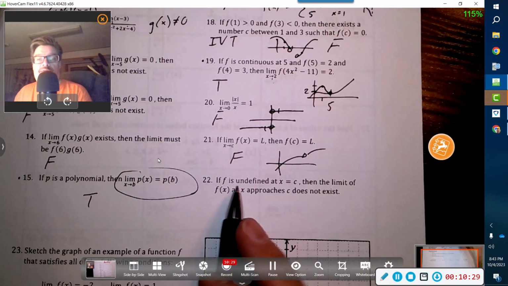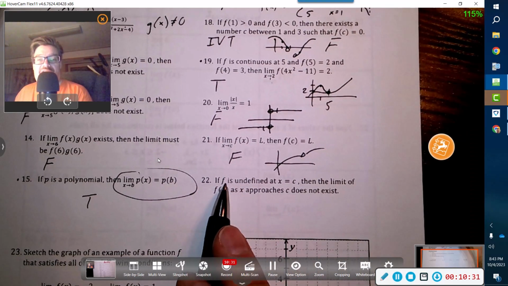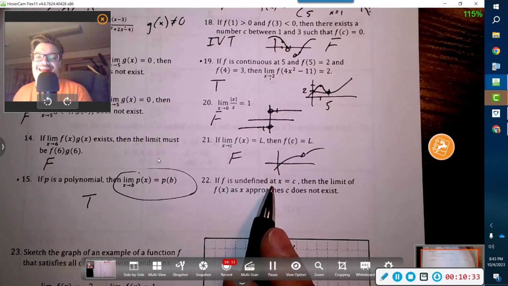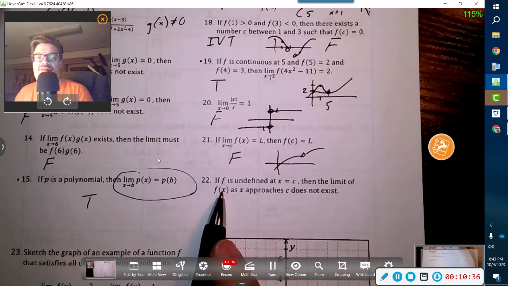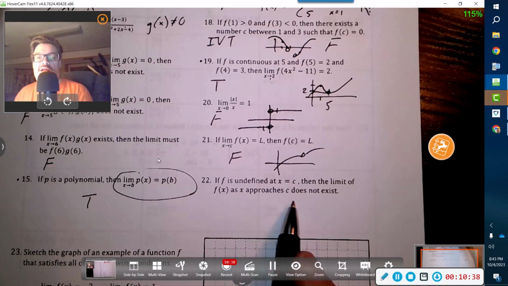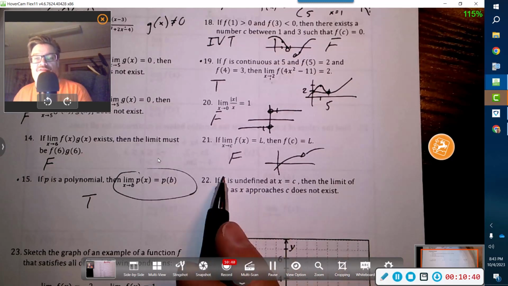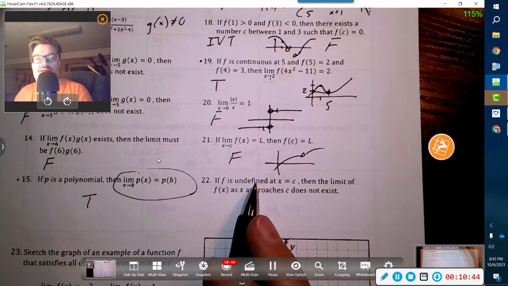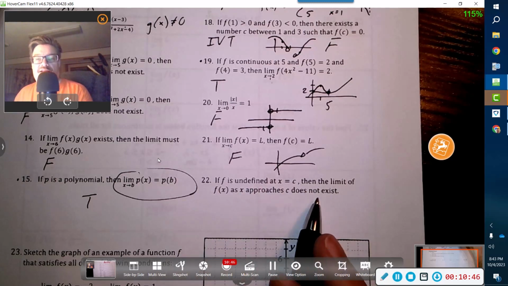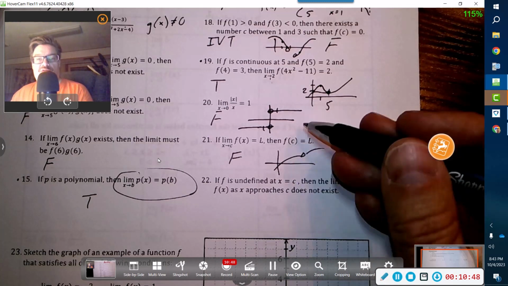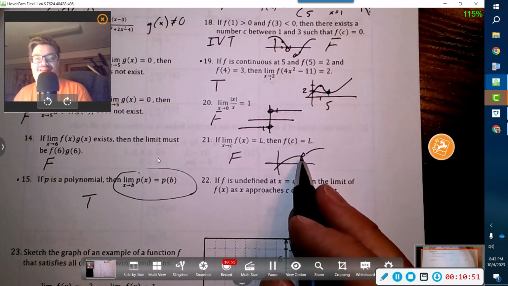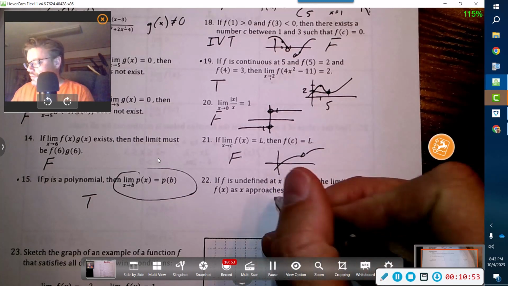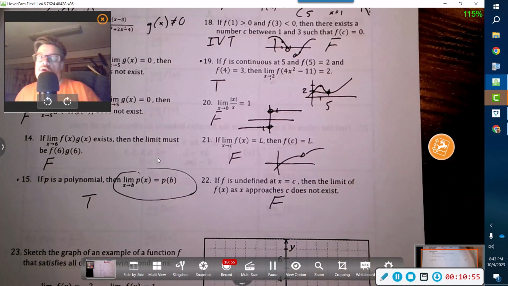And kind of along the same lines, if f is undefined at x equals c, then the limit of f of x as x approaches c does not exist. If it is undefined, just because it is undefined does not mean that the limit does not exist. And so these guys are kind of connected to each other like that, because we can draw the same picture to show that this is not true. Okay. All right. Super tricky.